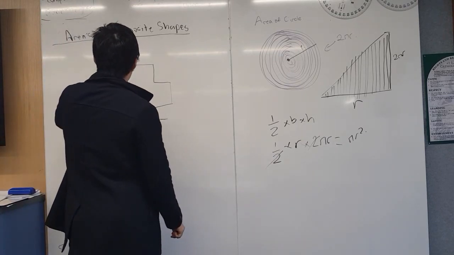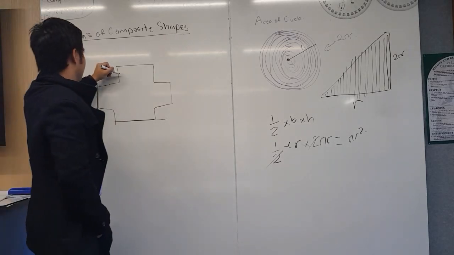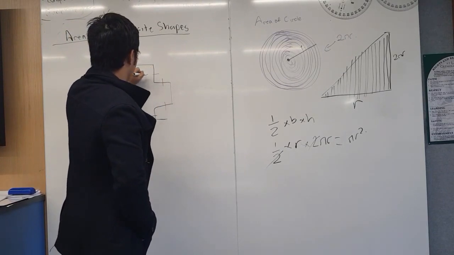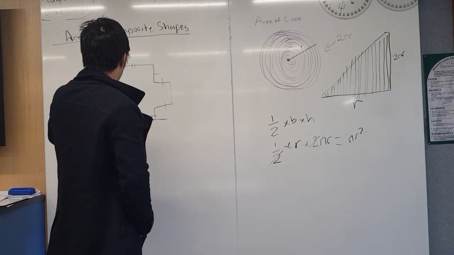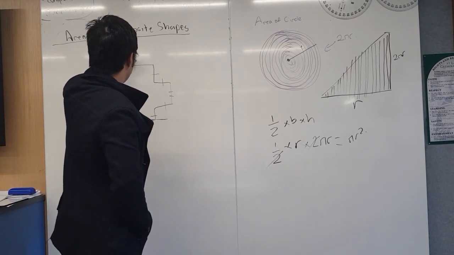So we're looking for the area of the inside now. How do we do that? Can you just draw a line? Oh, that's a composite shape.